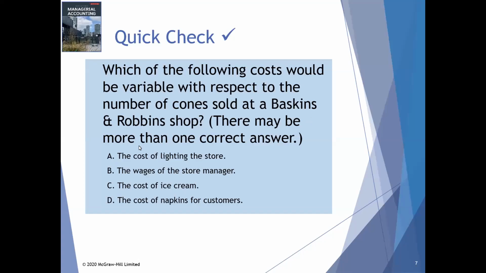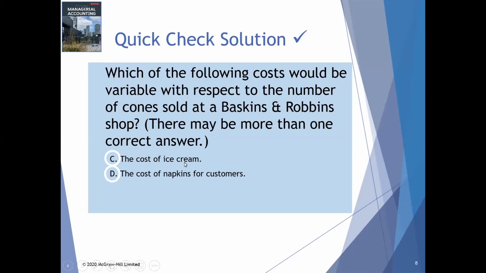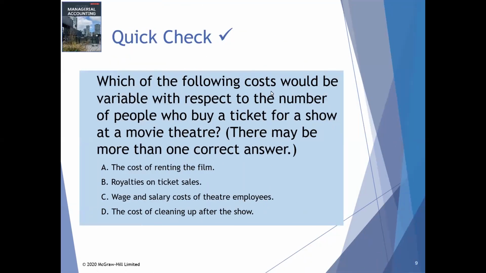Okay, so in this case we can say that the cost of the ice cream and the cost of napkins for the customers are the variable costs. Now, the next question is in front of you.